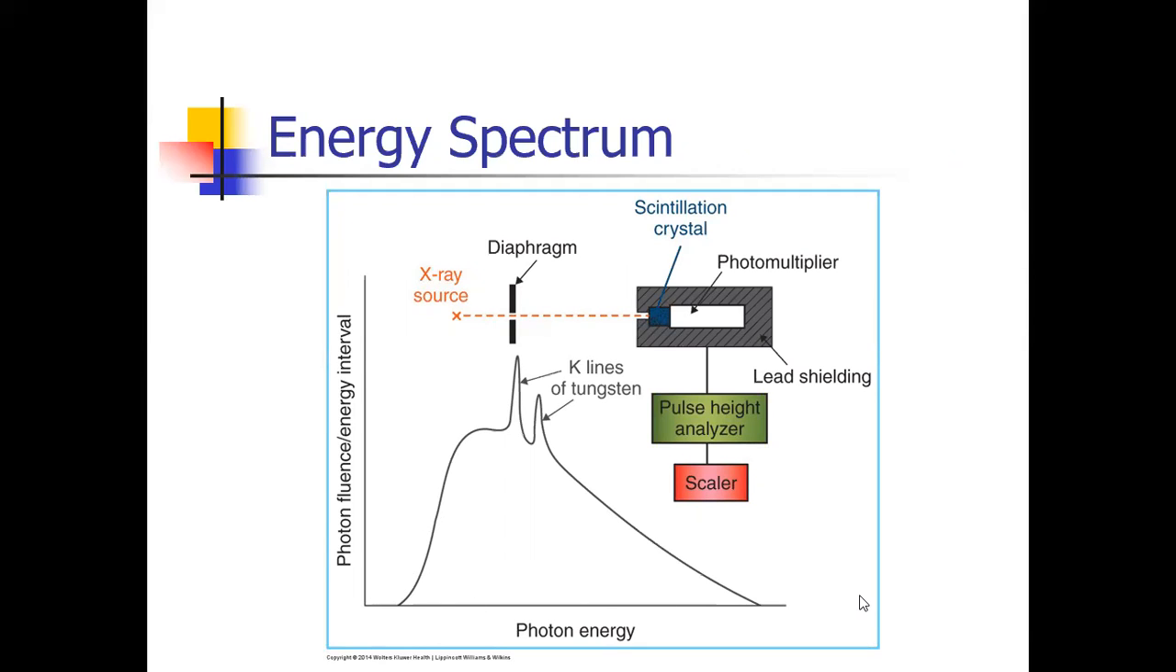So you've got the photon energy here, you've got the photon fluence or energy intervals, and the spectrum here. You've got the X-ray source going through a diagram, you've got the scintillation crystal, photomultiplier, lead shielding, the pulse height analyzer, and the scalar. So this basically gives you an idea as to what the fluence and the energy is for the given photon energies.